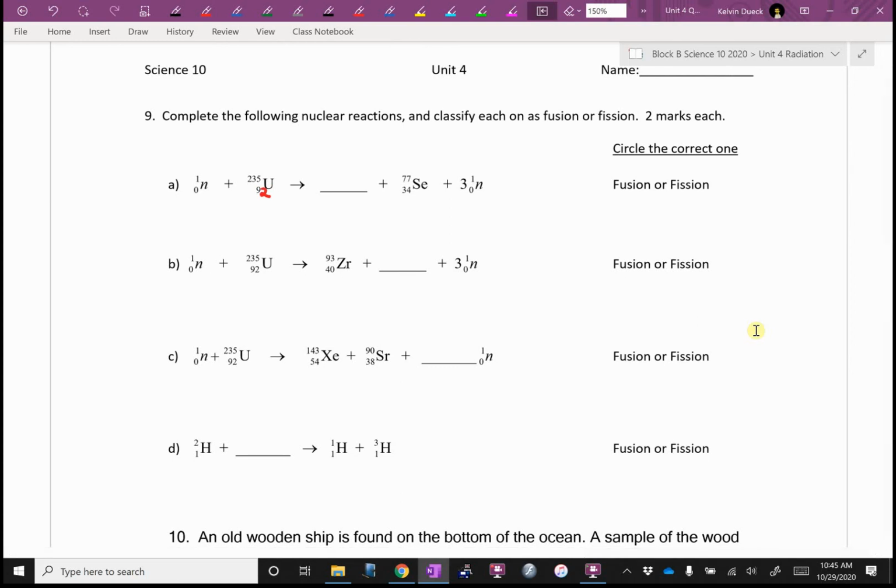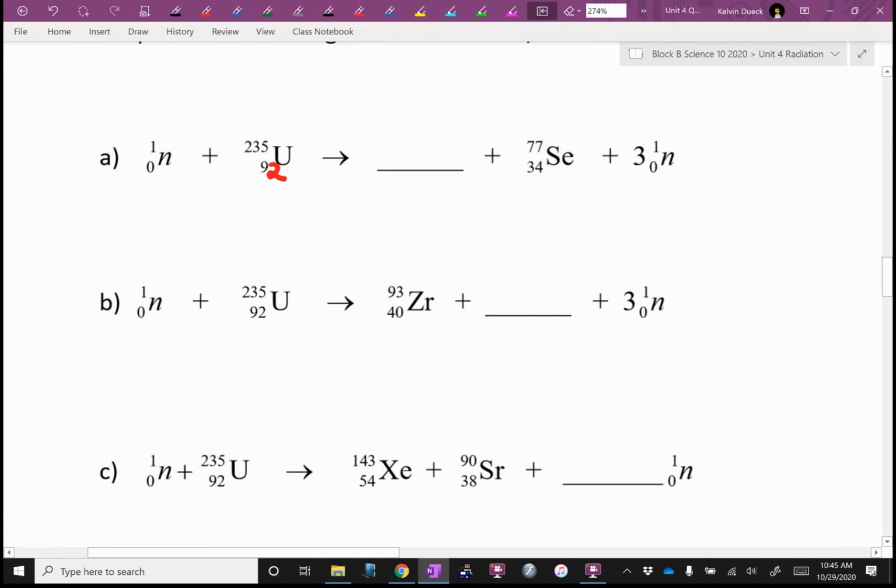So Kaylin, this is how we do these ones. It's going to be really, really similar. I'll answer the fusion fission afterwards so I can zoom in a little bit. Kaylin, I have a mass of 236 on the left, 1 plus 235. How much mass do I need to finish with?